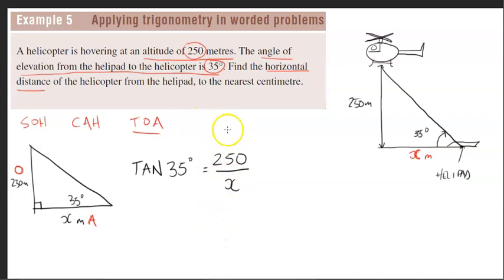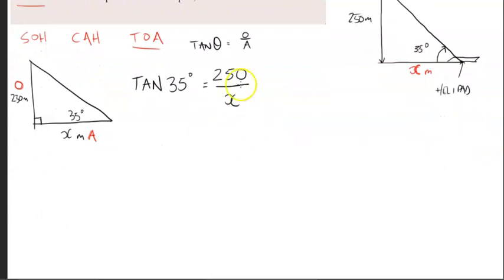Some students like to write the identity, just for safekeeping, tan theta is equal to O over A, but at this point you should be used to this. This should be stated without having to read it off a book. You should know that tan theta, at this point anyways, is equal to O over A. So we're going to fill in what we do know. Now remember, when the unknown is in the denominator, there was a little trick that I showed you without having to work this out algebraically. You can just swap the tan 35 degrees with the x. So what we end up getting is x is equal to 250 over tan 35 degrees.